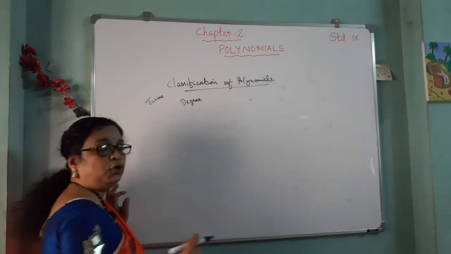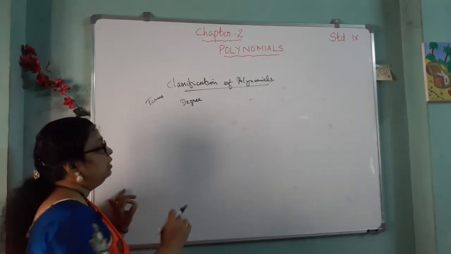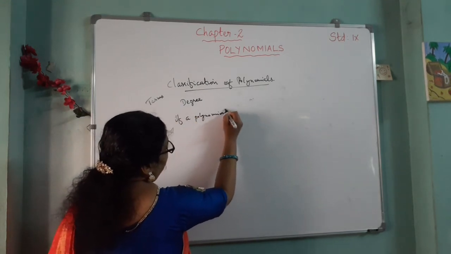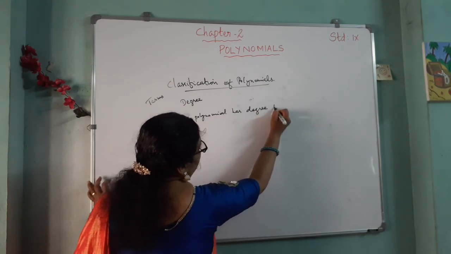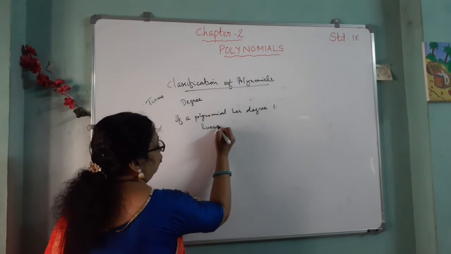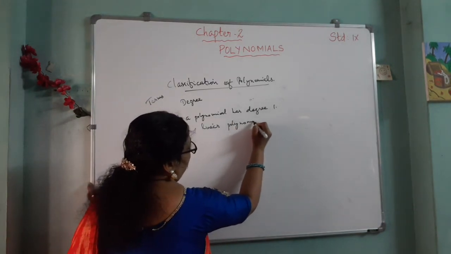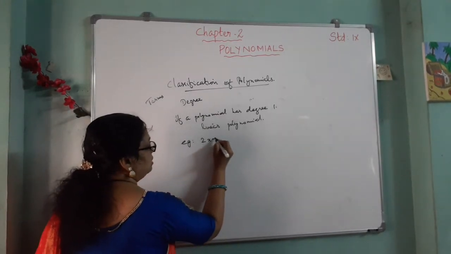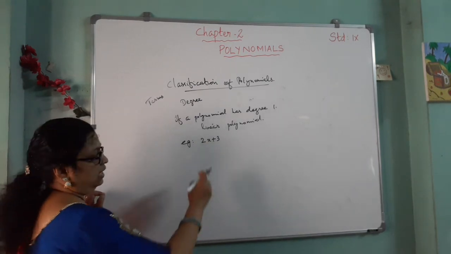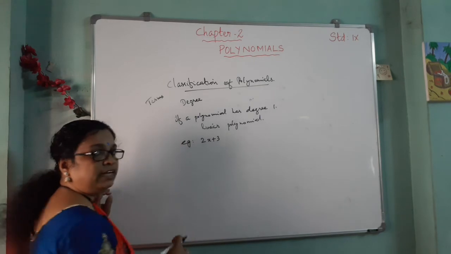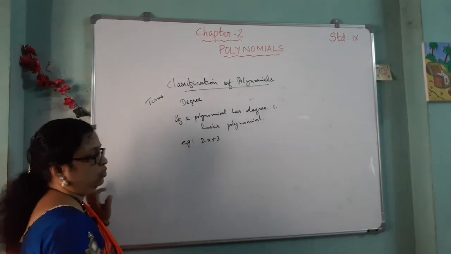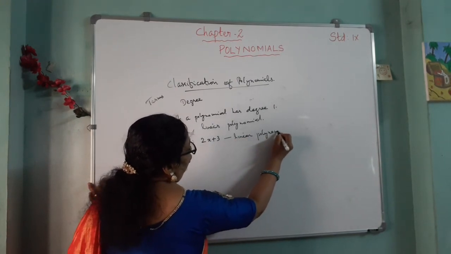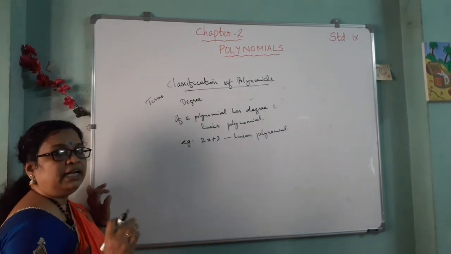We know that degree of a polynomial is the highest power of the variable. So if a polynomial has degree 1, it is called a linear polynomial. Example 2x plus 3. Here 2x and 3 are the terms and variable is x. The power of the variable is 1. So the degree of this polynomial is 1. So this is a linear polynomial.